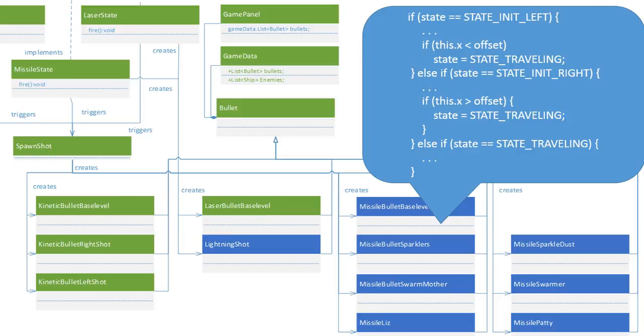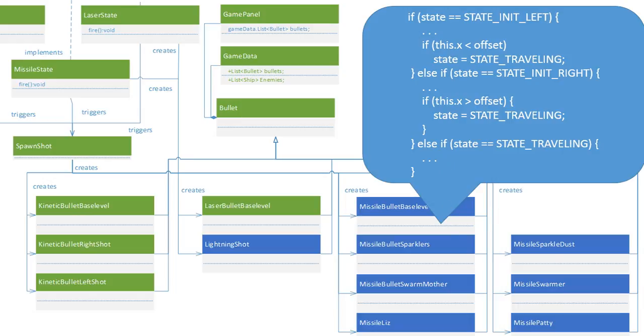The majority of the time in the sprint has been spent building missiles for the game. The missiles come out of the ship, so the states are either an initial left or initial right, and then they perform some action, and at a certain point they get switched to state traveling. And then once they're in state traveling, they have their unique behaviors.